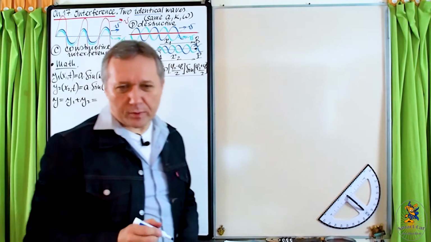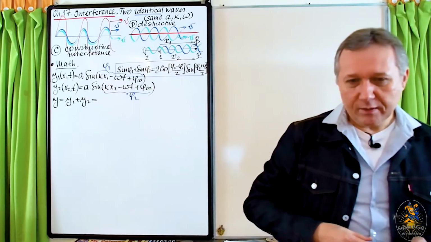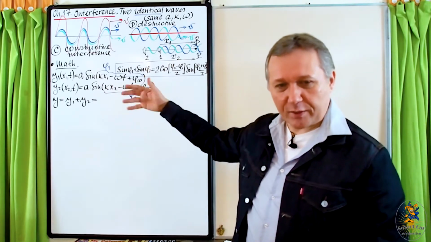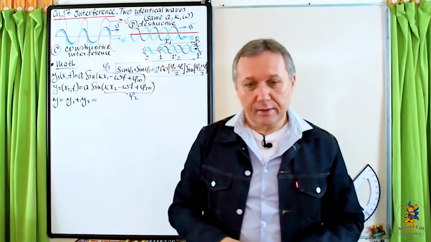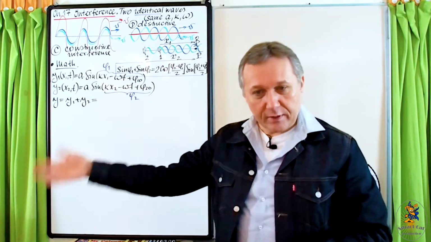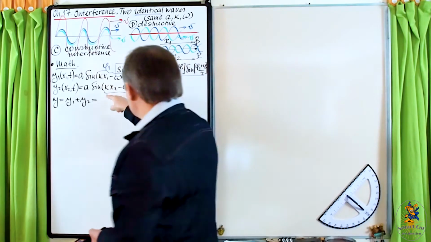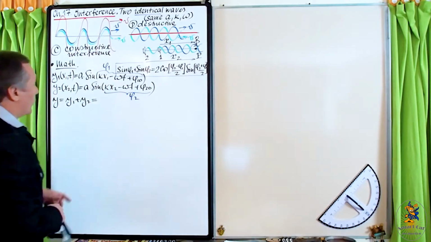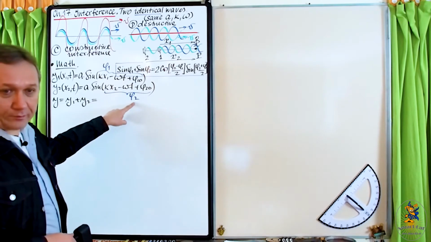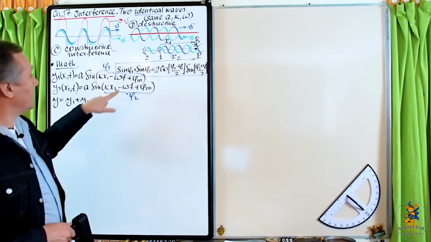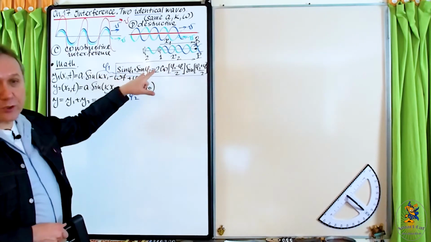You remember in the previous class I mentioned this, but now since I'm going to use it, it's better to remind you. This whole thing in the bracket, all these terms, are called the phase of the first wave, and this is the phase of the second wave. So now we have a sine phi 1 and a sine phi 2, and we need to add two sine functions.